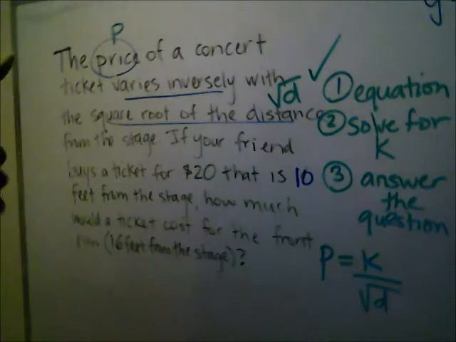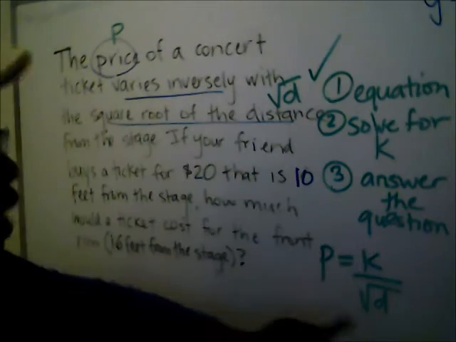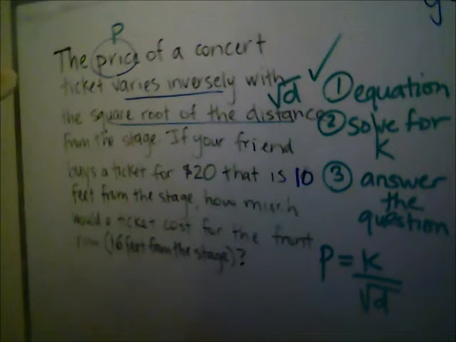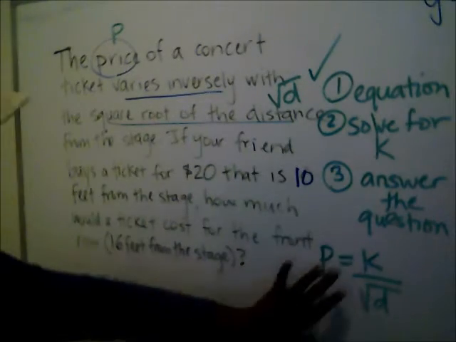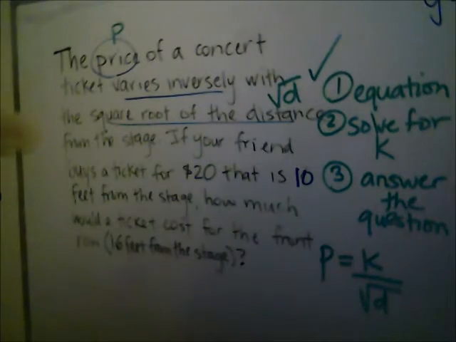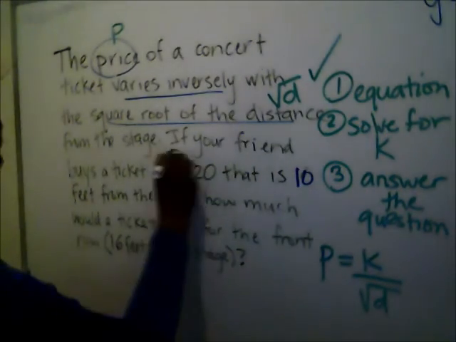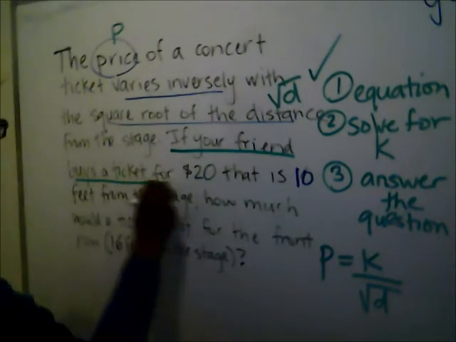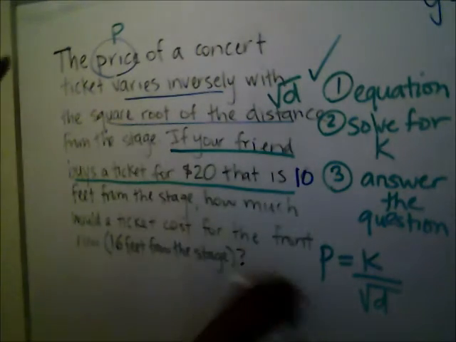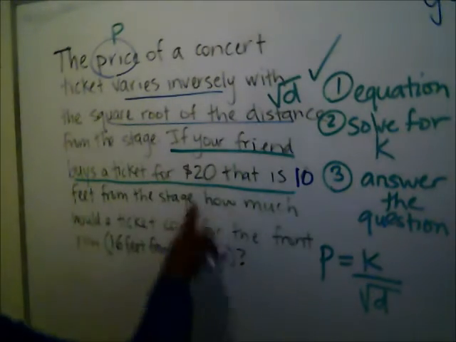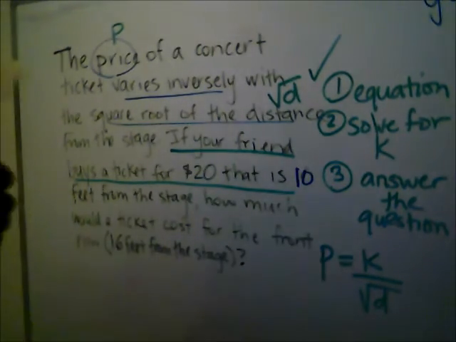Got our equation done. Only issue is we don't know P, we don't know K, we don't know D. There's a lot of unknowns. So the first thing to do, to turn some of these variables into numbers, is we need to solve for K. Well, that's why they give us this second sentence. And this will be true for all word problems. You'll get one sentence to help you come up with the equation and one sentence that has a bunch of numbers to help you solve for K.